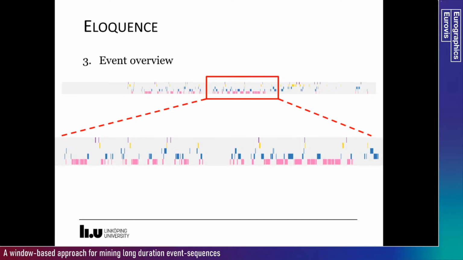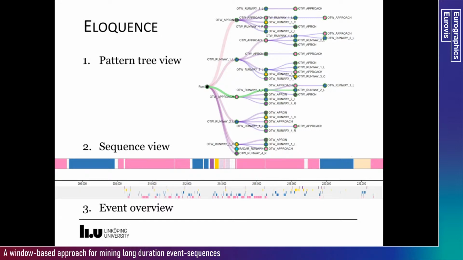event sequences. Timelines of each event of a selected pattern are stacked on top of each other to provide an overview of their frequency of occurrence and their distribution across the entire time period. All views of Eloquence are linked. Selecting a pattern in the pattern tree view will add the timelines of the events composing it to the event overview and highlight the pattern events in the sequence view.